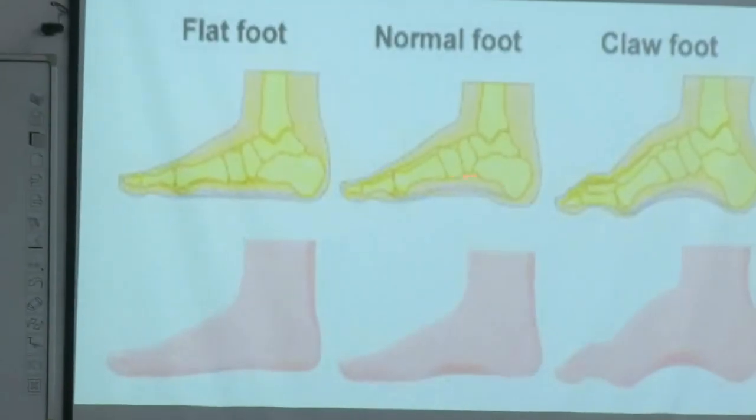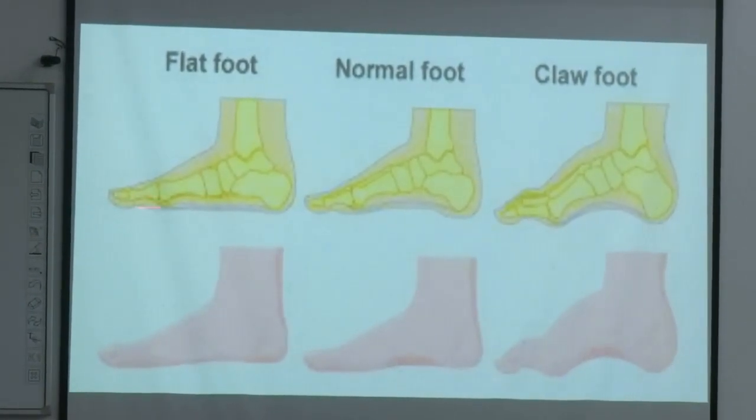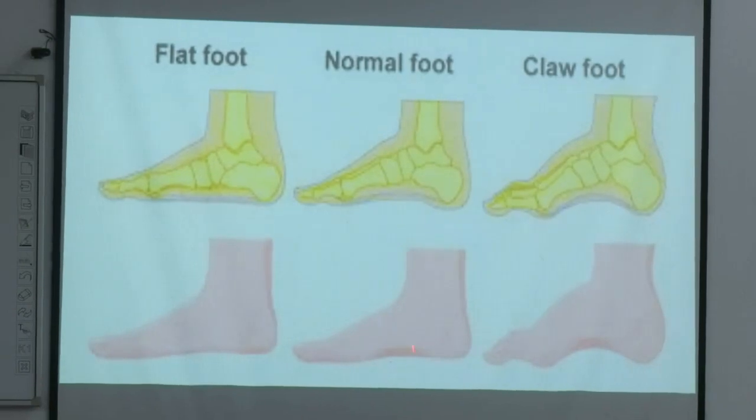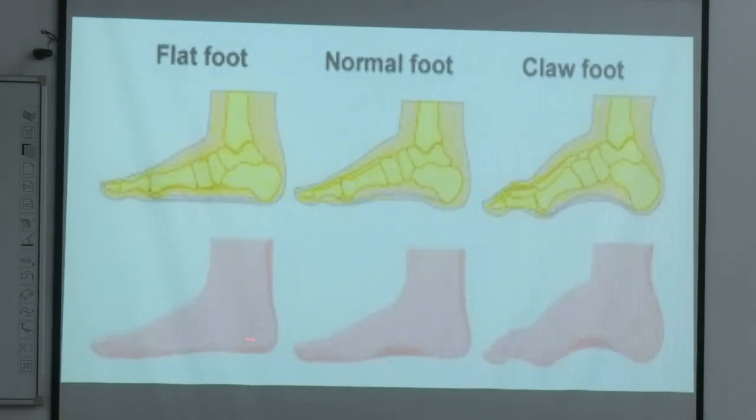Next, see, this is a normal foot. Normal arch is present. This is flat foot. Arch is obliterated. See, normal arch is present. Here, the foot is totally flat. Arch is almost absent. And this is claw foot. Here, high arch foot. Arch is increased in claw foot. See, arch is more than the normal.